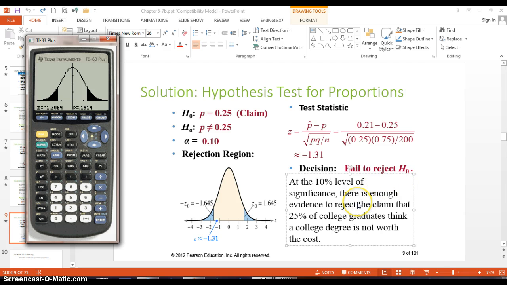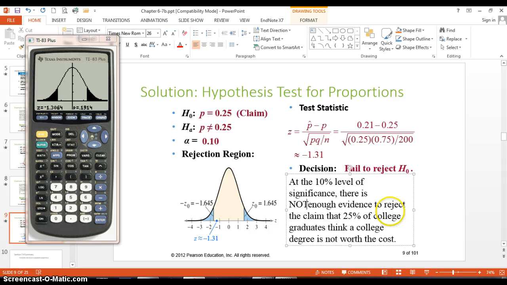That means that at an alpha level of 0.1, and it looks like there's a typo here, there is not enough evidence to reject the claim that 25% of college graduates think a college degree is not worth the cost.